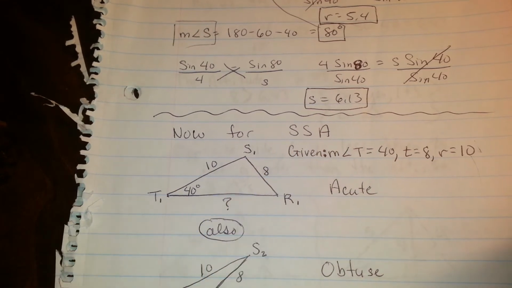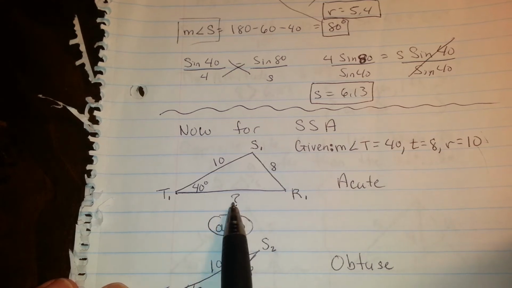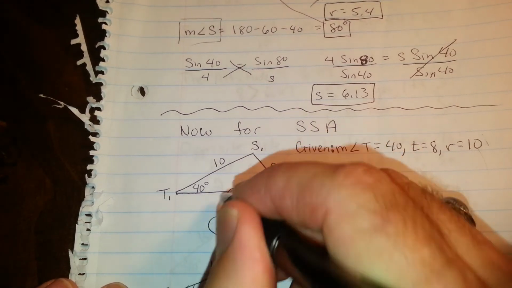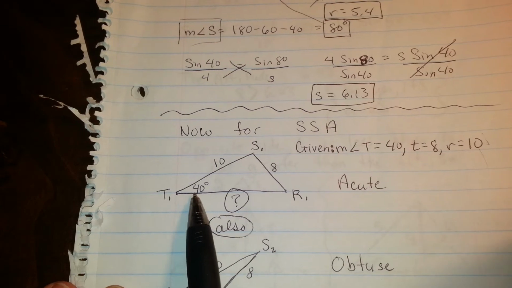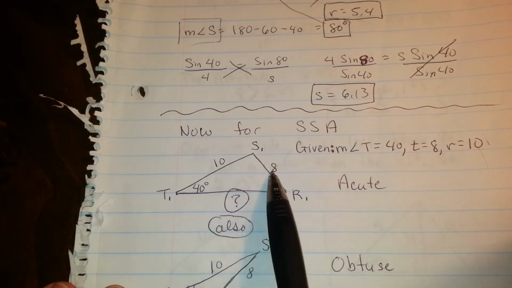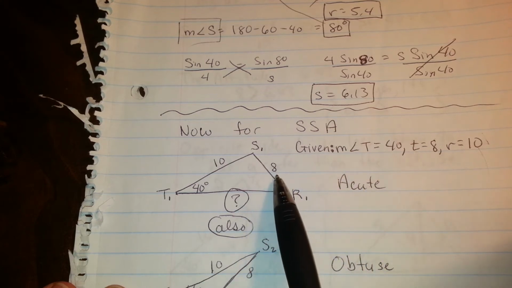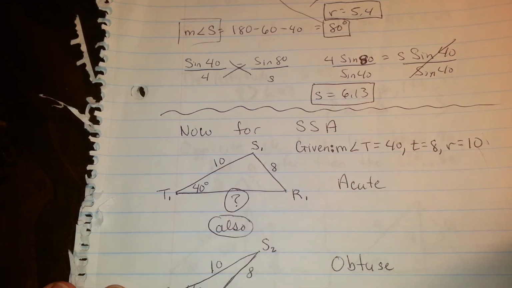This is where I could have two different triangles. I always draw my picture with the base unknown, question mark, and the angle on the left. And I label it, and that's t. So the side opposite is little t, and that's 8. The remaining side I put here.